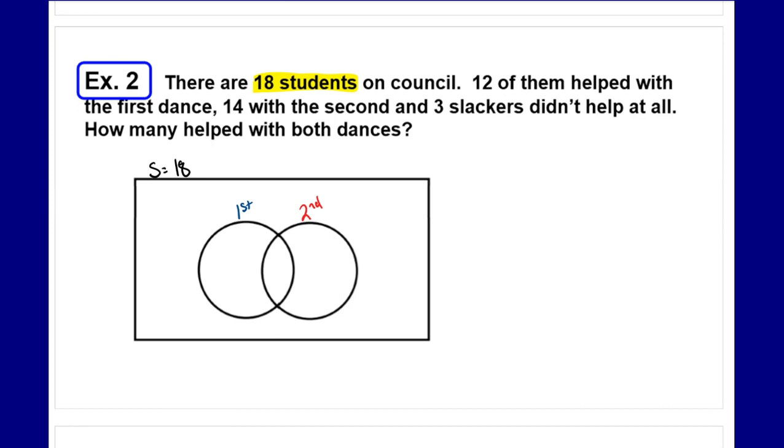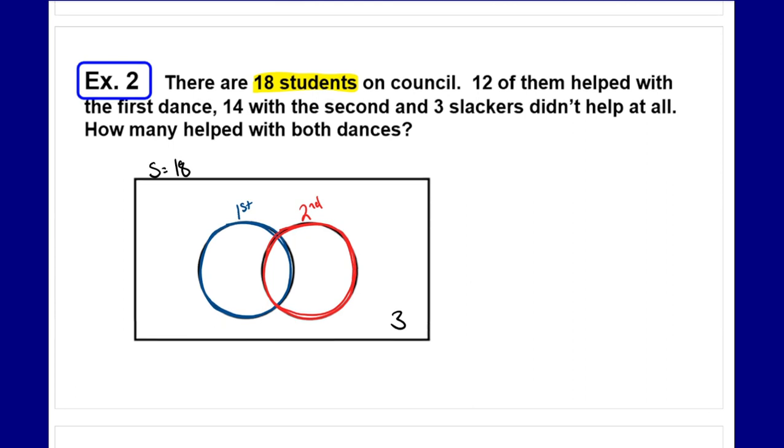Now we need to figure out where we are. Right now we know there are 3 that didn't do anything. We don't have enough information to fill out the rest of the diagram right now. We know there are 12 in total in the first one, and we know there are 14 in total in the second one, but we don't know how many are in the overlap.